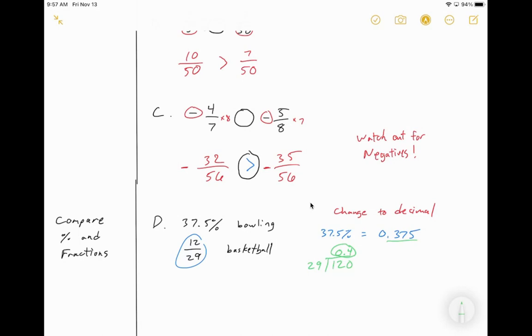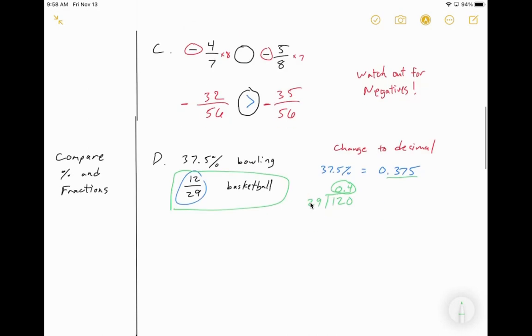So you don't have to divide the whole thing. All you have to do is find out where it's greater. In this case, 0.4 is greater than 0.375. So the answer is basketball. More people like basketball. So changing things to decimal is going to help us out a lot. I know I did this one kind of quickly, but basically change two things to decimal and then figure out their order or figure out which is better, right?